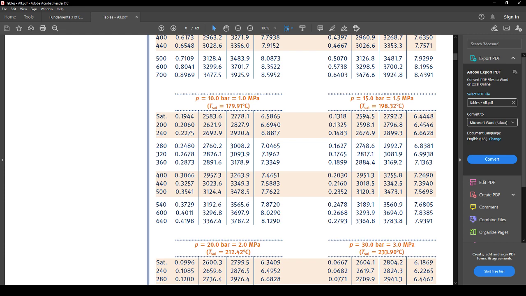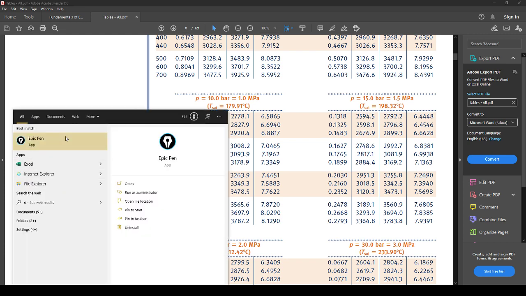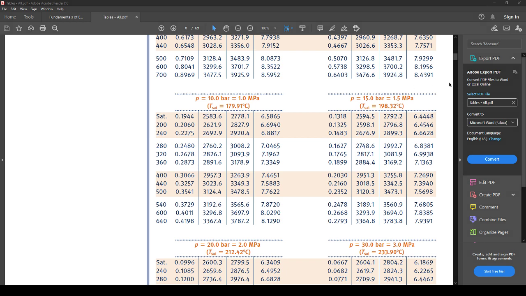Let me pull up. Did I get rid of EpicPen? I think I did. Over here deleting things. So we take 1 megapascal and we slide over to our temperature, which is 320. So you go right here and you grab everything we need from here.